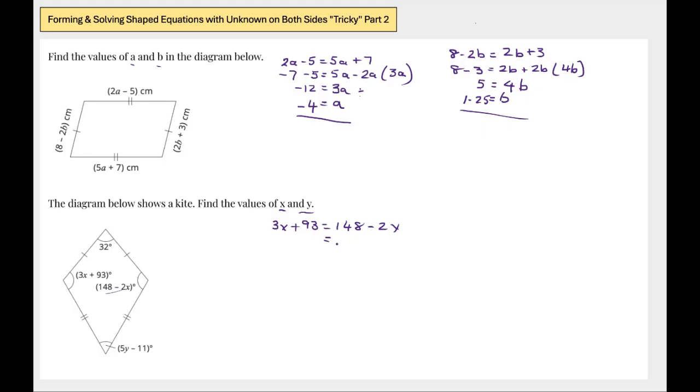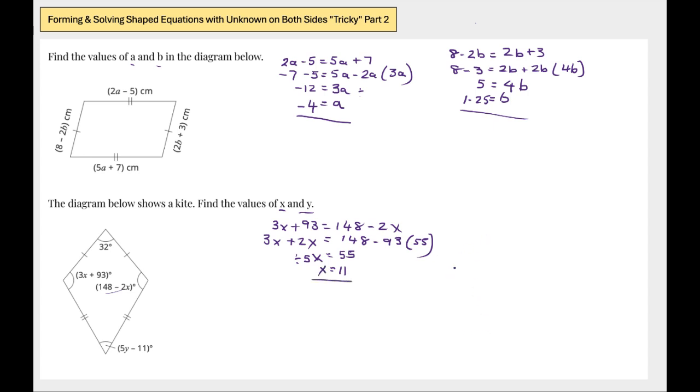I'm going to sort the numbers out first. So I've got 148 subtract 93, which gives us 55. And then we're going to do the letters. So I'm going to do 3x, take the 2x over, becomes plus. So I now have 55 and 5x. So I find out that x equals 55. It doesn't, because that adds up to 5x. My mistake. Now divide it. So it's going to be 11. X equals 11. So I found my x.